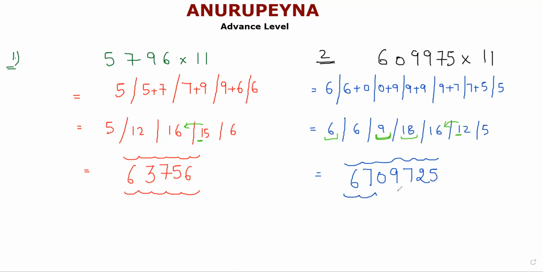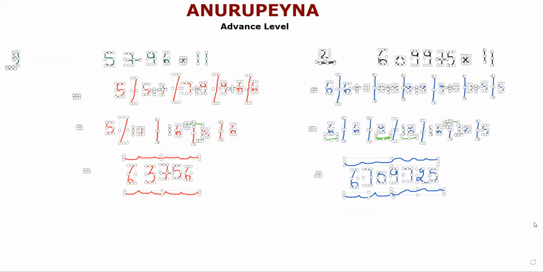So the answer is something like this. I can say 67 lakh 9,725. I hope the step and the approach are clear to you now. Okay, let's do one more question. I just wanted to show you that the process is the same. There is no other technique, but for some lengthy questions, I've made a video.